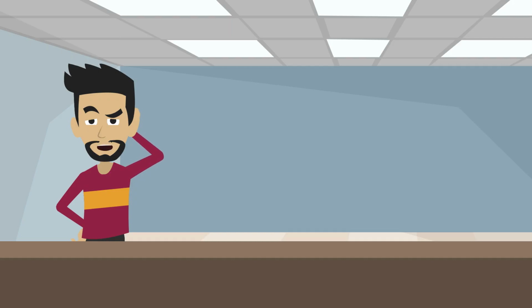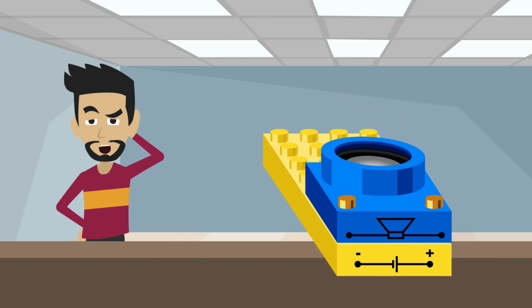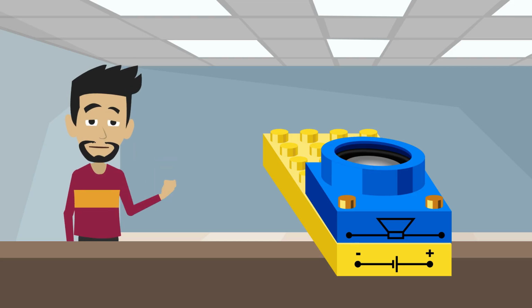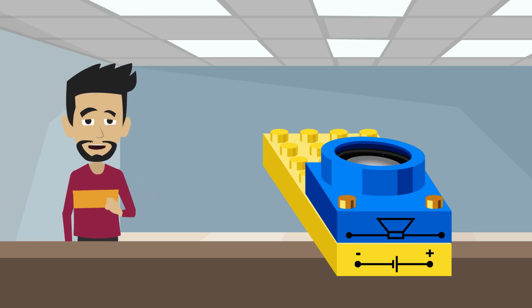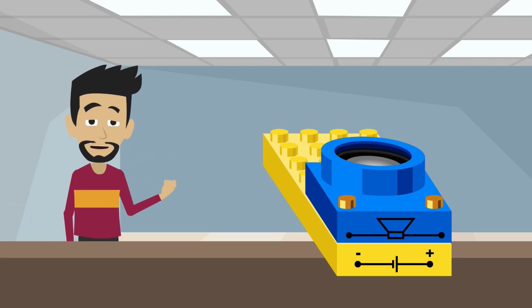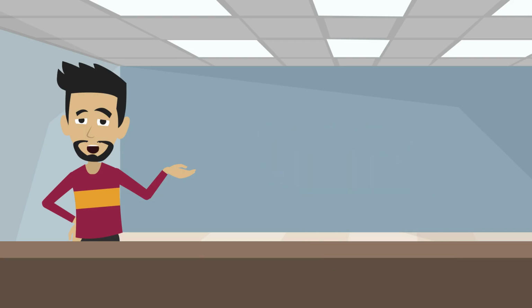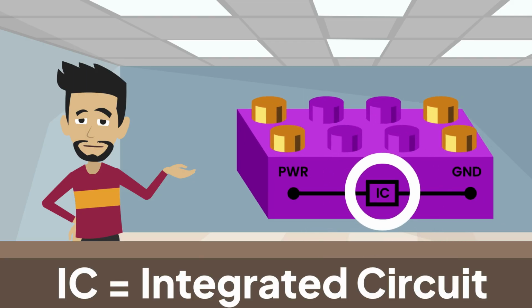I don't know about you, but that still leaves me with one question. Why did the speaker not work when we hooked it up to the battery? That's because the speaker doesn't just need electricity, it needs a pattern of electricity that's going to turn the coil on and off really quickly. That's why your kit includes an integrated circuit block that generates that signal.